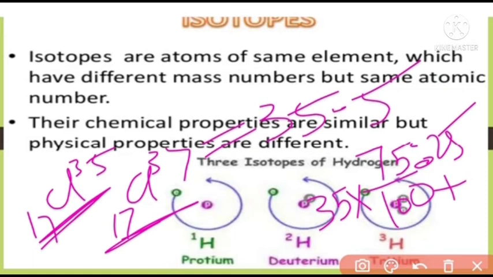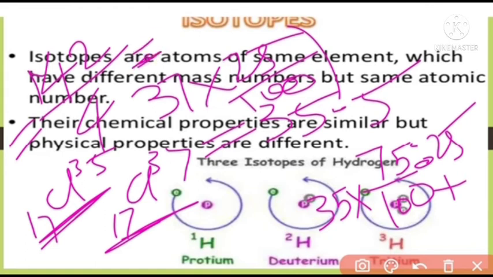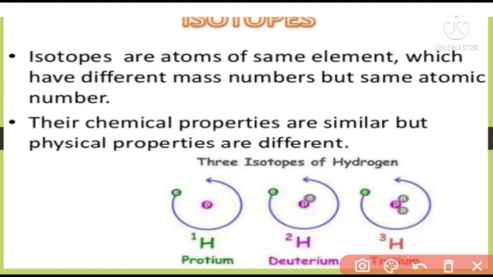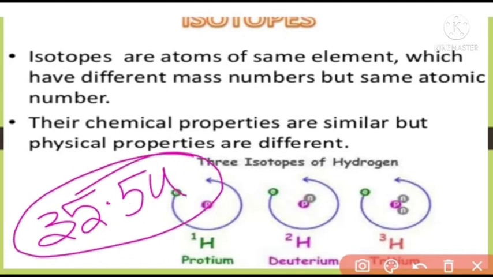To give the average, we add the two values: 35 into 75 divided by 100, plus 37 into 25 divided by 100. Adding these two values, we get 142 by 4. So finally we get the atomic mass of chlorine as 35.5 U. Chlorine's atomic mass is always 35.5. This value is obtained from the isotopes of chlorine.